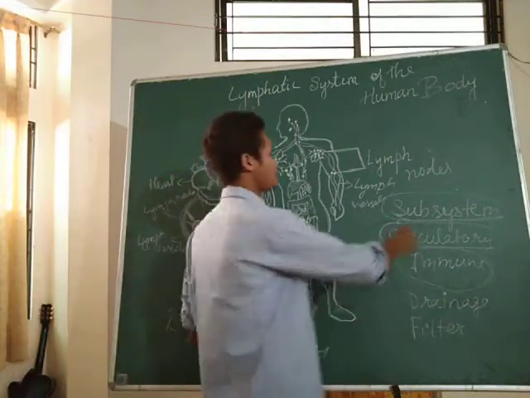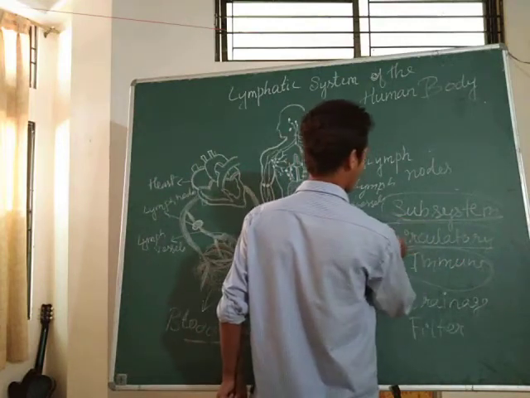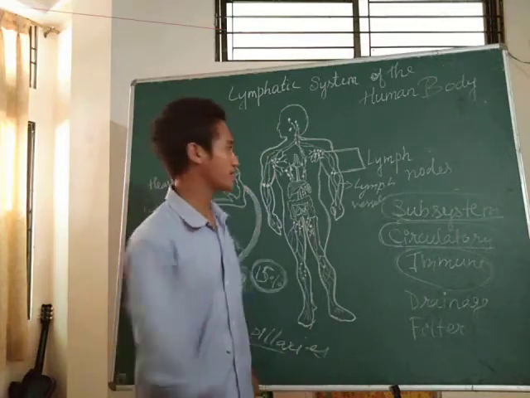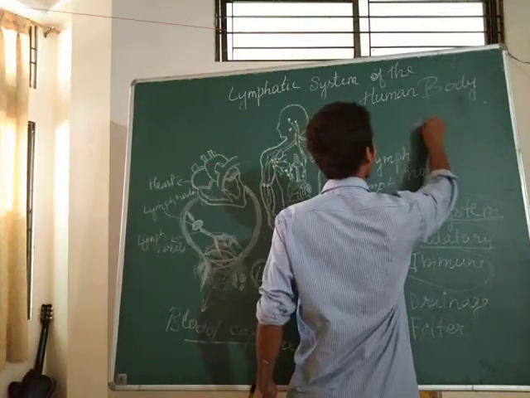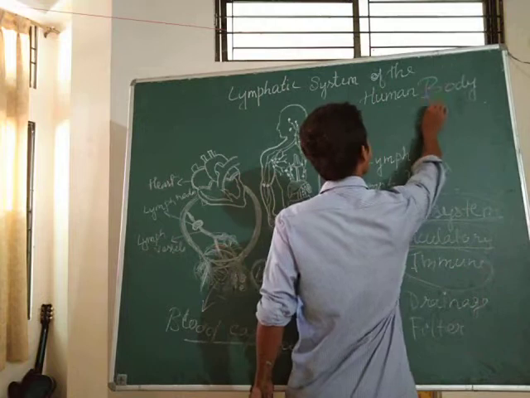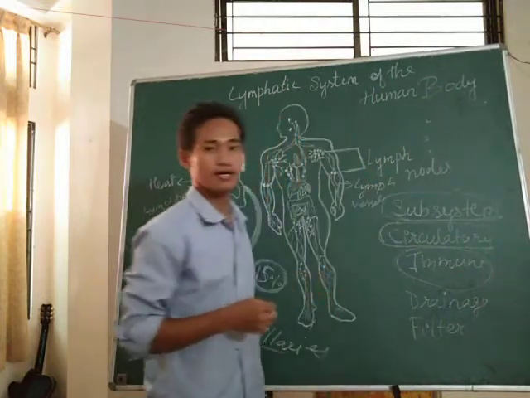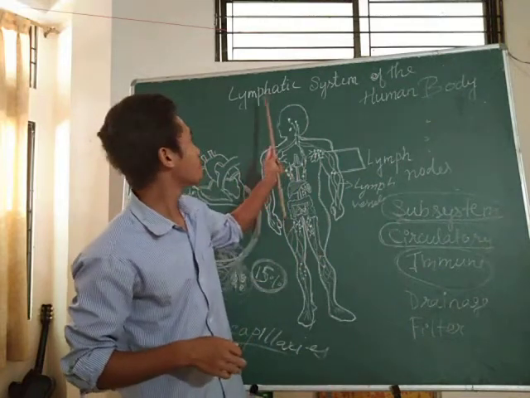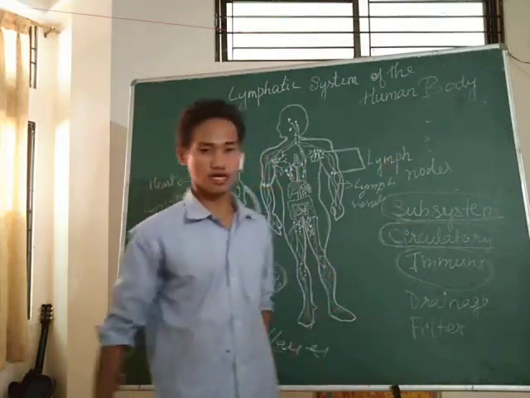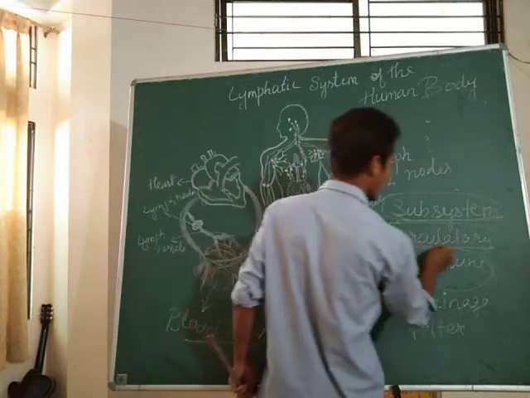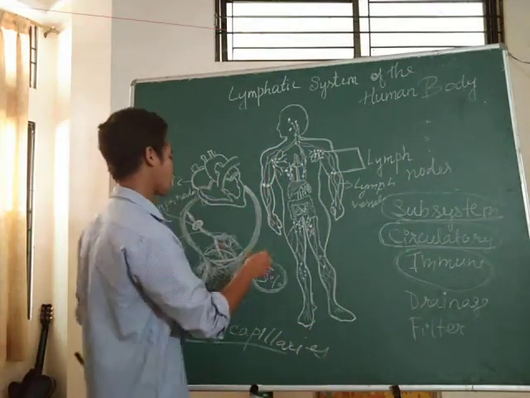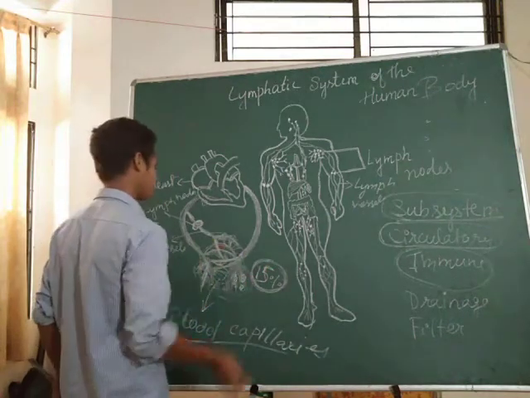First, let us see how the lymphatic system is a subsystem of the circulatory system. Subsystem means smaller system. There is the main one, and there comes the sub. Main is the important one and sub means the smaller one. So the lymphatic system is a subsystem of the circulatory system. Let us see what the circulatory system is. We have seen it in our earlier video, and we will be revising it.